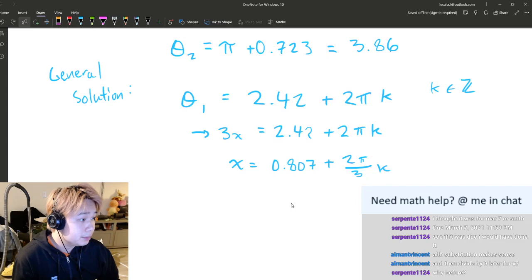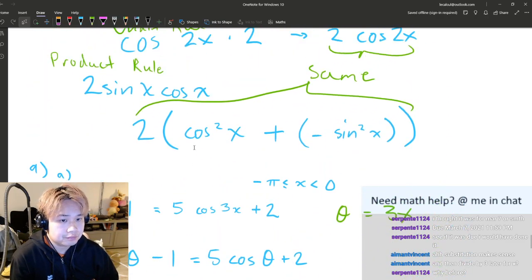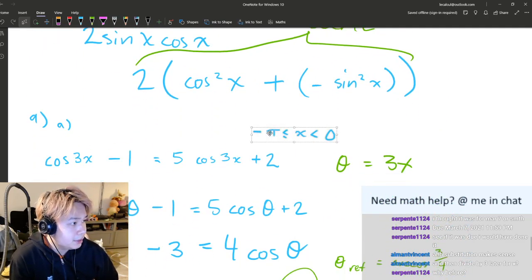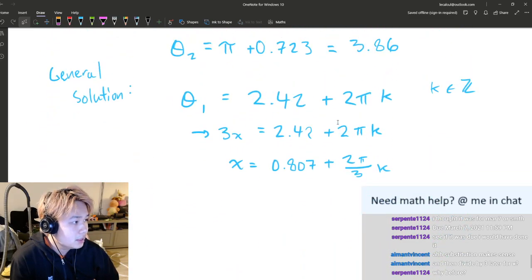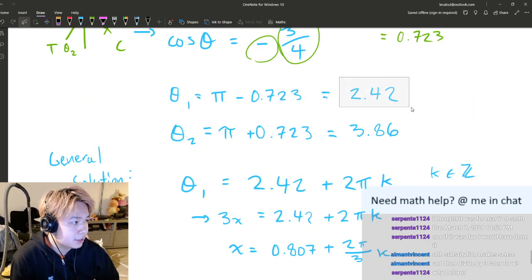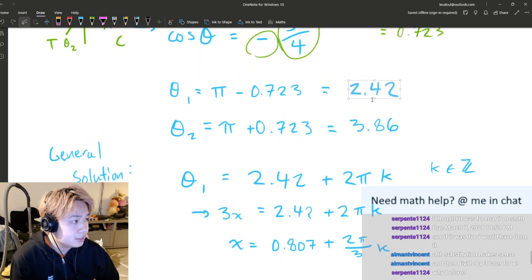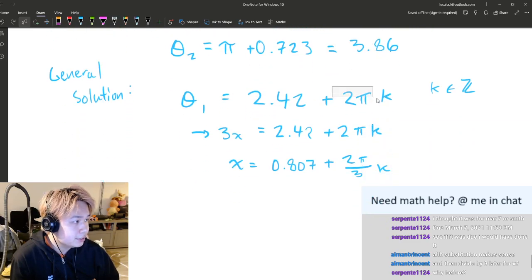So why do we do this? Because look at our domain. We want answers that are between negative pi and 0. So my first default answer doesn't work, right? This is above 0. So I need to do my general solution and then subtract 2 pi k from it. But 2 pi k is related to the theta answer. So we write the general formula, then we do the substitution, and then we divide everything by 3.